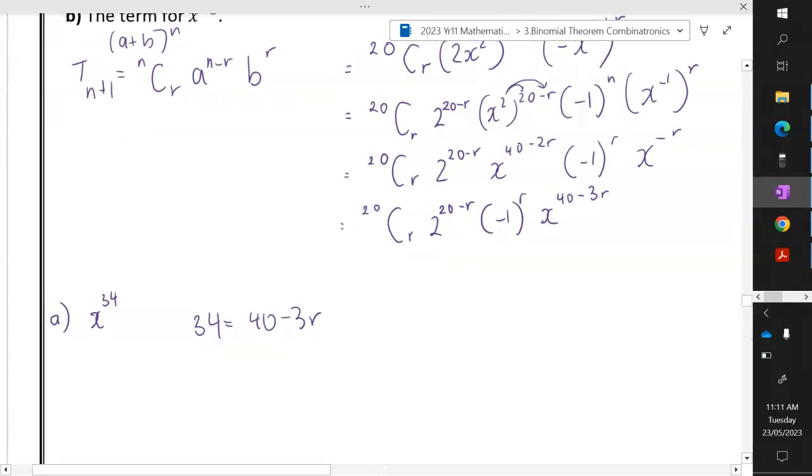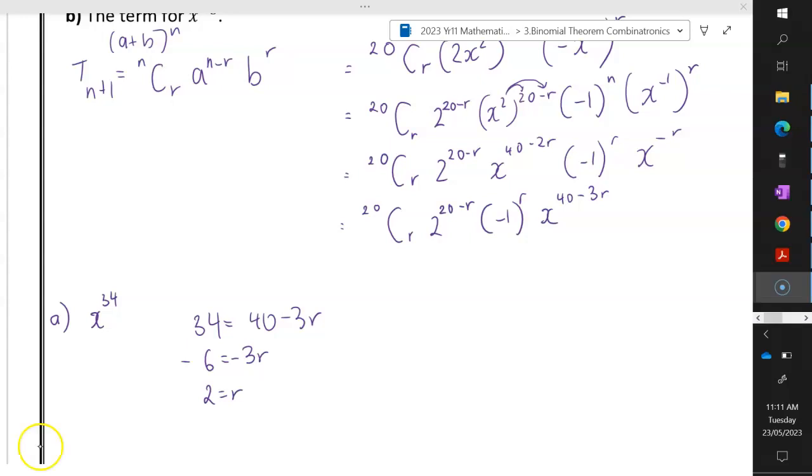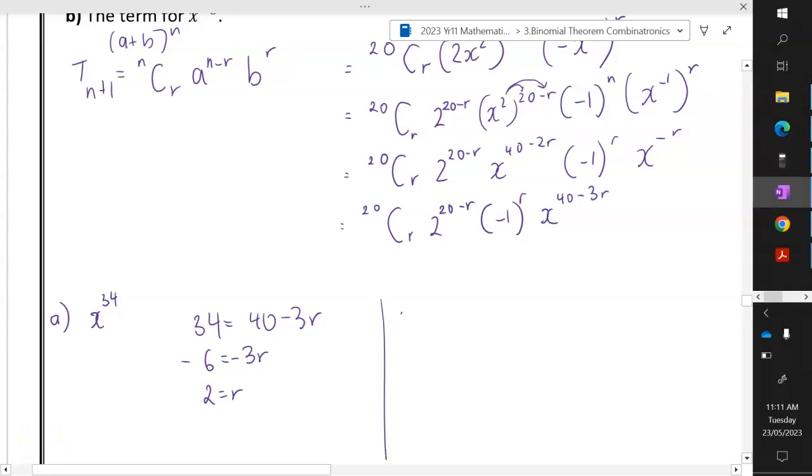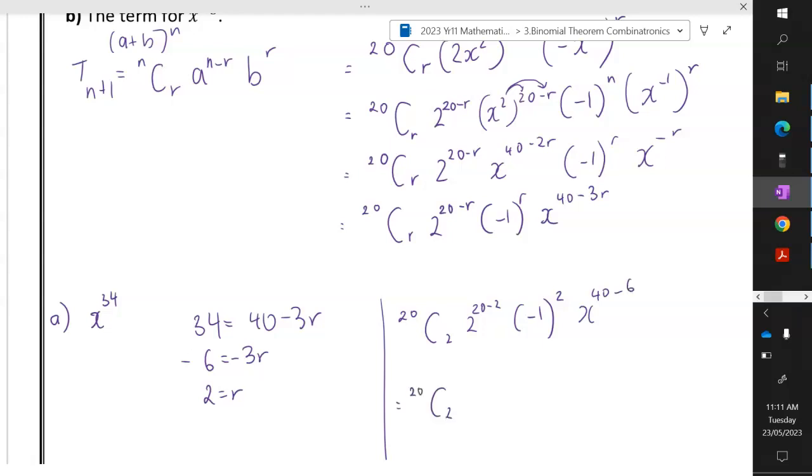In solving that, do as you please, but I'm going to take 40 from both sides, and I'm going to end up with minus 6 is equal to minus 3r. So 2 is going to be equal to r. So now I've got my r, I'm going to apply that to my general form above. So it's going to be 20c2, 2 to the 20 minus 2, minus 1 to the 2, x to the 40 minus 3 times 2, which is 6. So that's going to give us 20c2, 2 to the 18, minus 1 to the power of 2, and x to the 34, which is what we wanted.